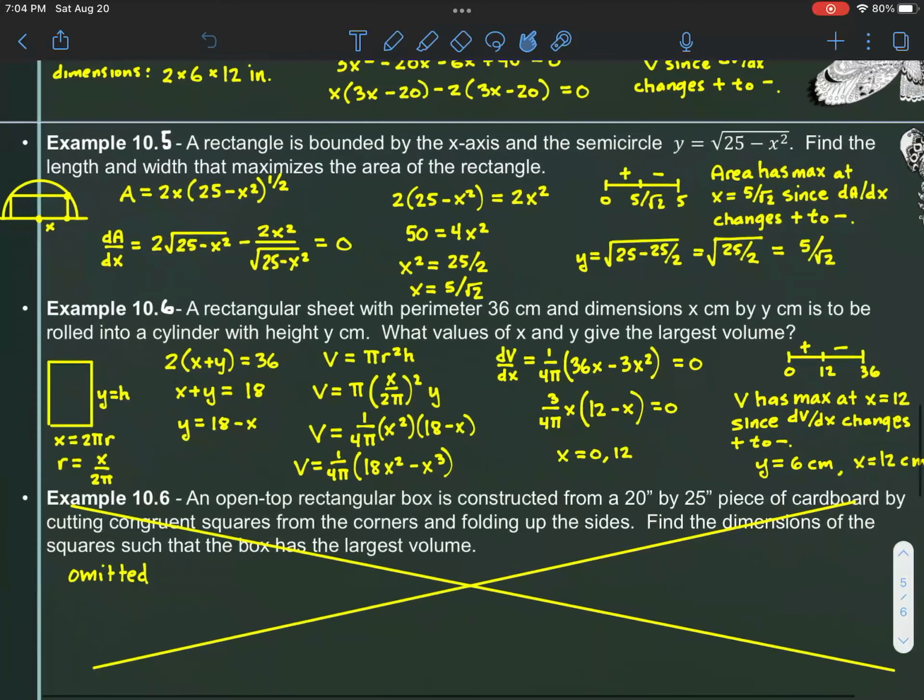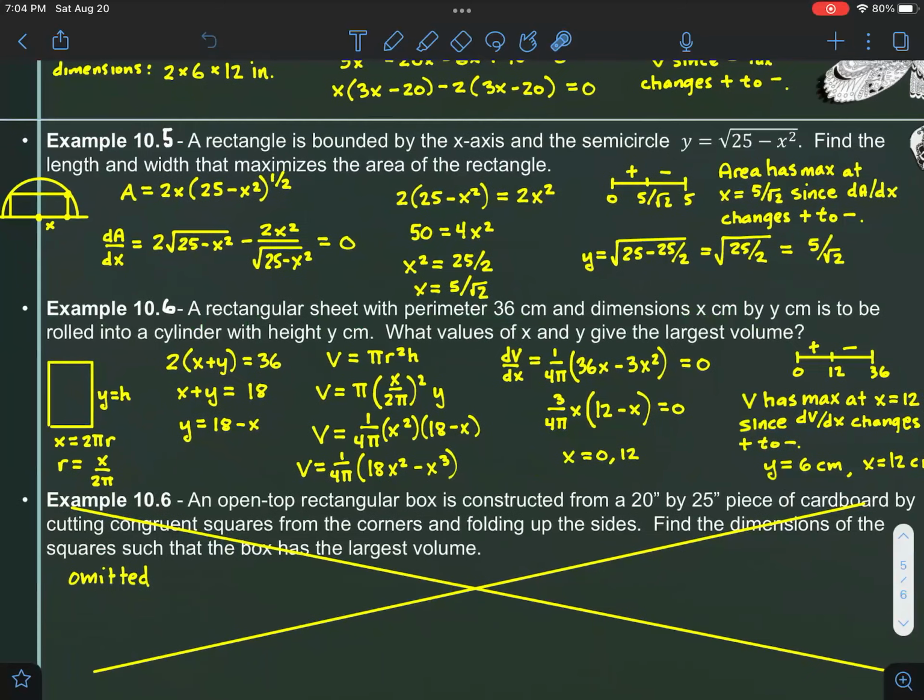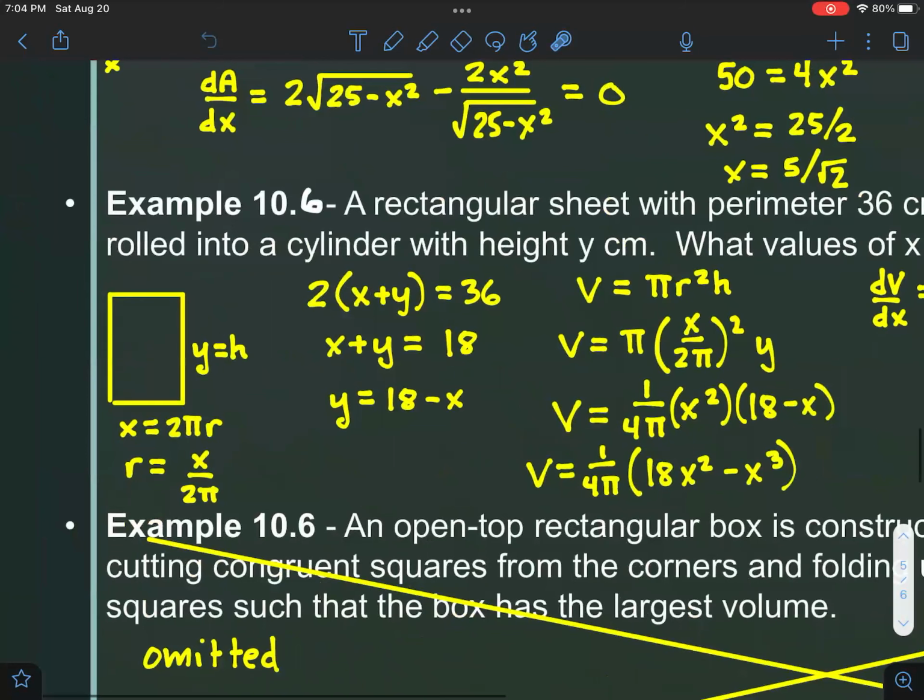Okay, one last example. This one, we've got another rectangular sheet. Perimeter is locked in. We need to figure out the X and Y dimensions if we're going to roll this into a cylinder. Okay, so imagine taking what's originally a rectangle sheet and sort of rolling it. Imagine like rolling a piece of paper into a tube. So that X dimension is actually corresponding to what's going to be the circumference of that cylinder. So we know X is equal to 2 pi r. Y is representative of the height.